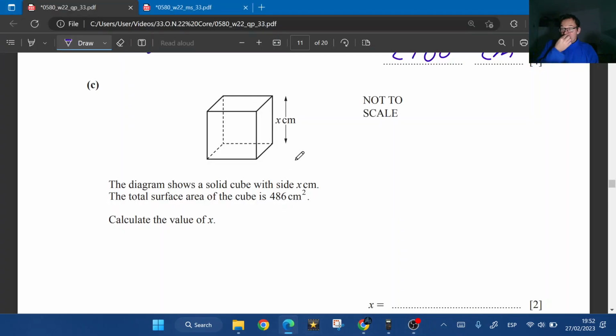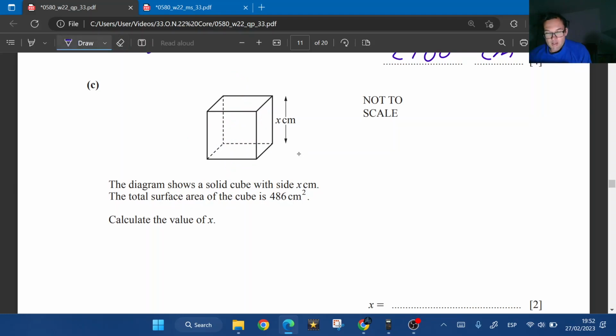On to question C, we got a cube here. Remember, cube, all the length is the same, right? So it gives us the surface area. Remember, the surface area is the outside. This and that, and this, and the back there, and that side, and the bottom. How many sides are there? 6, like a dice.